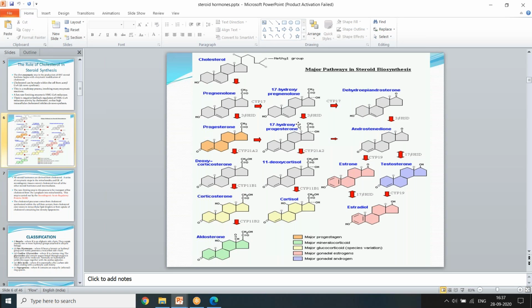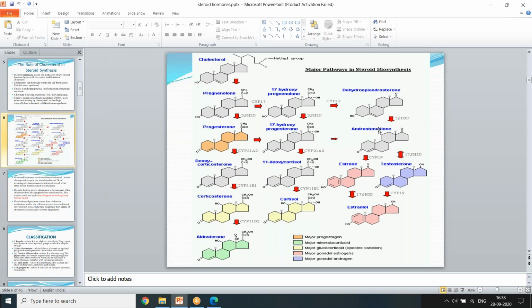Okay, then 17-alpha hydroxypregnenolone is going to undergo oxidation at this position. Here it is going to undergo oxidation. You can see the C double bond O which has been formed. It is going to undergo oxidation. Two carbon atoms will be removed from the C17 and it will form dehydroepiandrosterone. Similarly, 17-alpha hydroxyprogesterone will undergo a lyase reaction to give androstenedione.